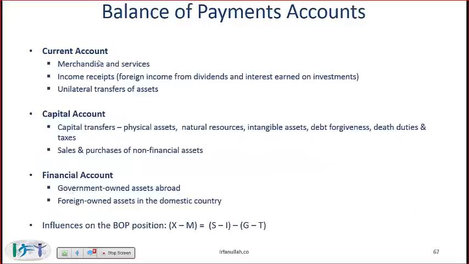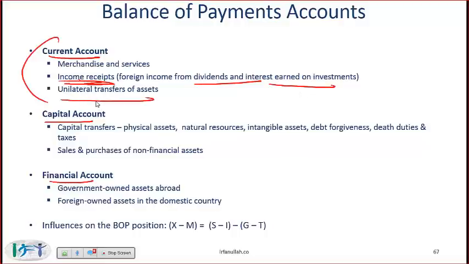Balance of payments. You need to know what makes up the current account, capital account, and financial account. At a high level, current account covers your basic trade, merchandise and services, income receipt, remittances, etc. So income receipt, this is foreign income from dividends and interest earned on investments, and unilateral transfers of assets, which is remittances. Then the current account, let's say the current account is in a deficit, that is financed by the capital account and financial account.